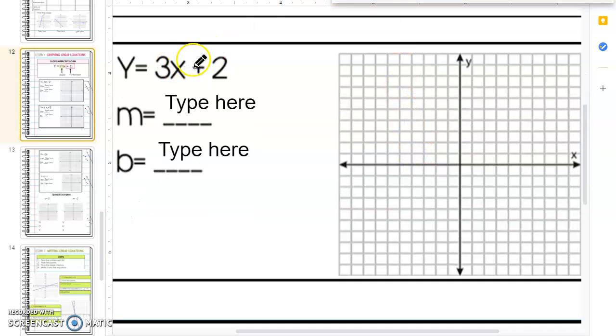So I have y equals 3x plus 2. So my slope, my m, is 3. And 3, we know, can always be written as a fraction. Any whole number is really over 1. So this could really be written as 3 over 1. Okay, so my slope is 3 over 1. My b is always the number at the end, this plus 2. So that means it's a positive 2.